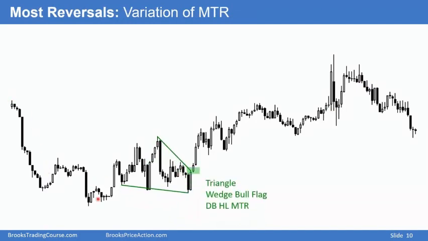Bear trend, a bull break above the bear trend. Here's the bear trend, here's the breakout. And you can call this a triangle, 3 pushes down, 1, 2, 3, mostly a horizontal pattern with 3 pushes down, and it's converging. It's sloped slightly down maybe. You can call it a wedge if you want, a wedge bull flag. We have an early bull trend, a wedge bull flag.